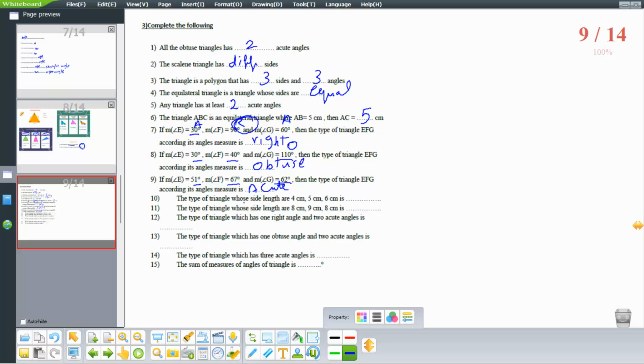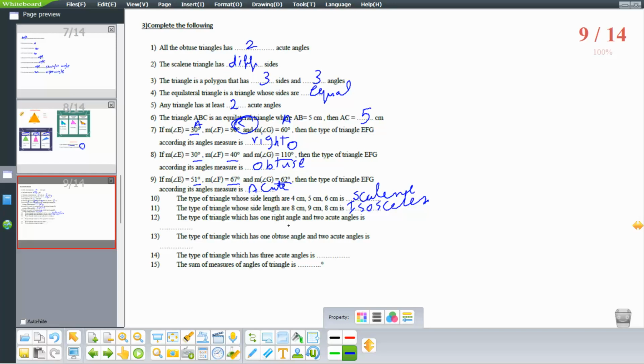The type of triangle whose side lengths are 4, 5 and 6 has 3 different sides, so it is called, yes, scalene. The sides here are 8, 9 and 8, so 2 sides are equal. It is called, yes, isosceles.